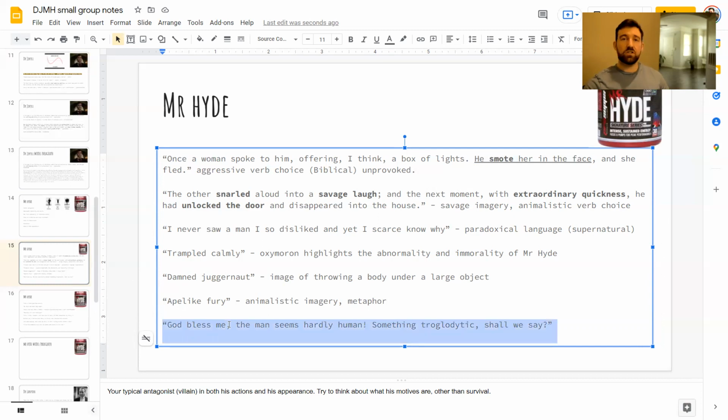And that's the reaction of a lot of the other characters. So Utterson says, "God bless me, the man seems hardly human, something troglodytic, shall we say." So this is symbolism of caveman. A troglodyte was seen to be an ancestor of human beings, not actually Homo sapiens like we are, but a basic, more caveman-like version of a human being pre-Homo sapiens.